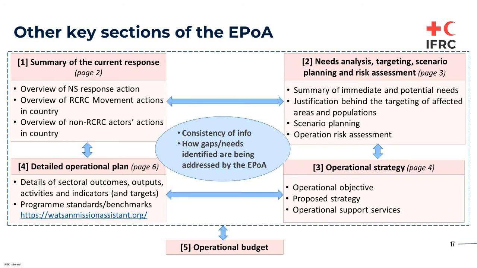Consistency of information is not only important in these sections in the EPOA, but also has to correlate with the budget. For example, if the National Society is planning to provide safe drinking water to the affected population through deployment of water treatment plants, then these costs and all associated costs should be reflected in the budget.